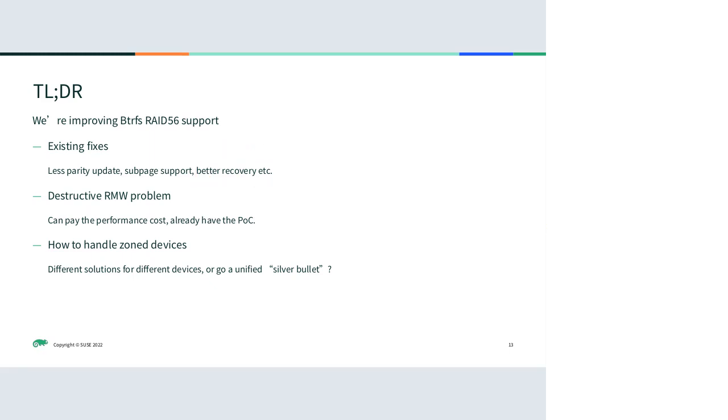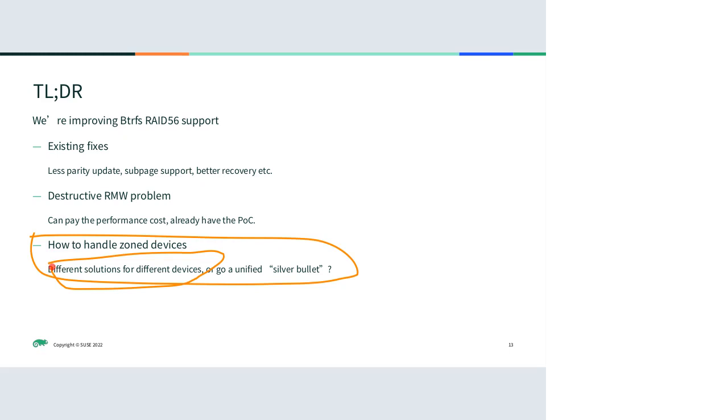And the destructive RMW problem, we have already provided a way to solve it. The patch set is already submitted to the upstream mailing list. And how to handle zoned devices, this is the problem. Previously, I mentioned that we are using a journaled device, which will be a bigger no for zoned devices at all because the journal will be overwritten.